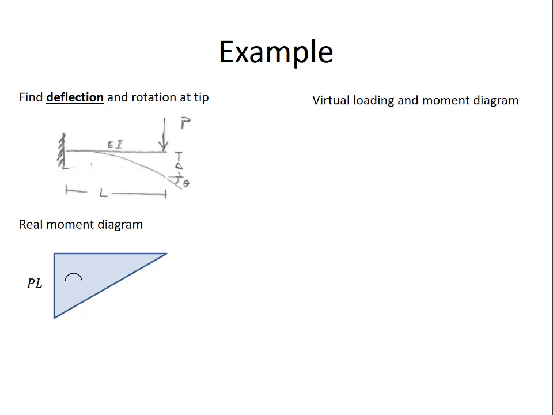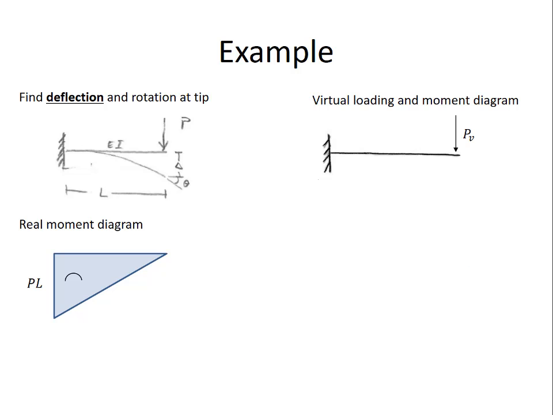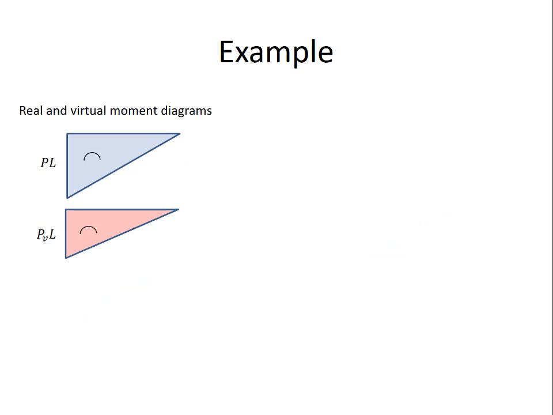Next, we establish our virtual loading and the moment diagram. The rule here for the virtual loading is that I apply a virtual load at the location of and in the direction of desired deflection. So I want to know the deflection at the tip. That deflection is vertical, so I place a vertical load and I place it at the tip. So given that beam loading, I can now come up with the moment diagram. Once again, you need to be able to do this relatively quickly. Now I have my two moment diagrams. I summarize them over here on the left-hand side, and I work on computing my deflection.